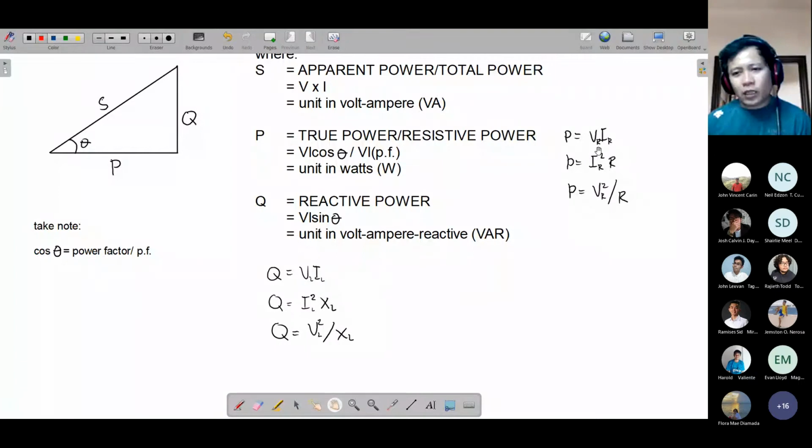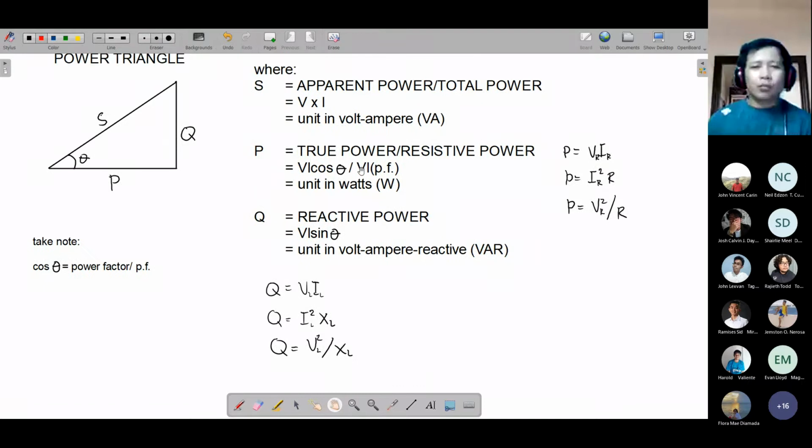Or, using I squared R, I squared but instead of R, you will use XL, the reactance. Again, it's because your Q is due to the reactance, therefore you will not use the resistance but the reactance itself. So you can use I squared XL. Or you can also use V squared over R, but this time you will use V squared over XL. You will not use the resistance. Okay? Clear? So, reactive power is because of the reactance XL. Okay? The true power or the resistive power is because of the resistance R.